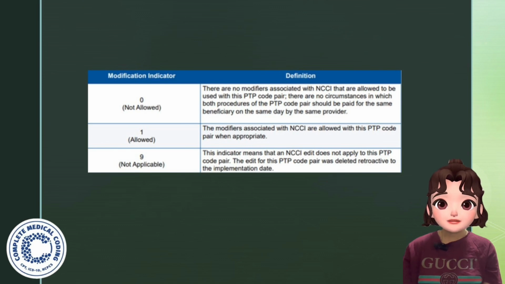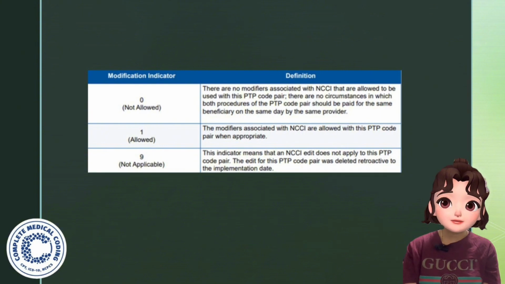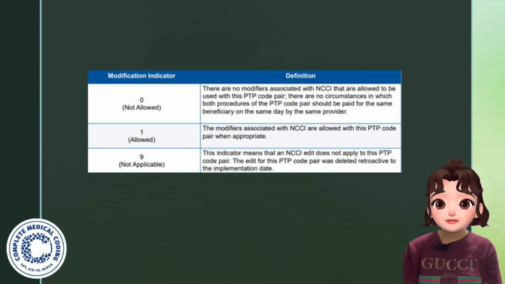There are no modifiers associated with NCCI that are allowed to be used with this PTP code pair. There are no circumstances in which both procedures of the PTP code pair should be paid for the same beneficiary on the same day by the same provider. So if a 0 indicator is marked, there are no modifiers associated with this NCCI edit that are allowed to bill. What do you mean by PTP?